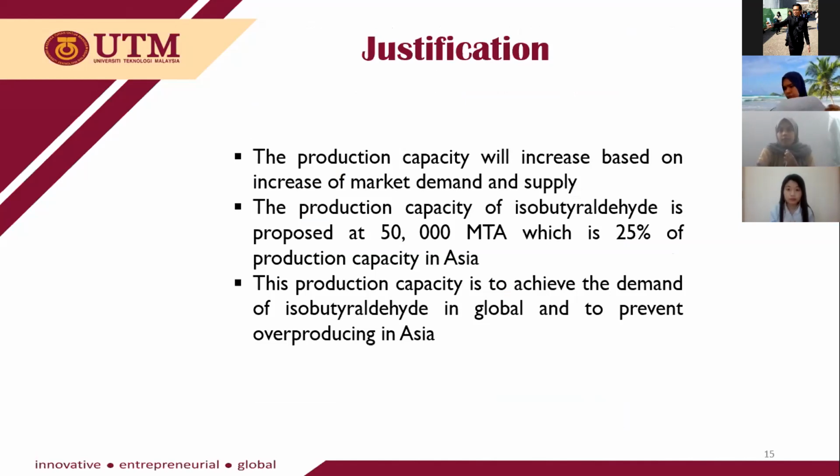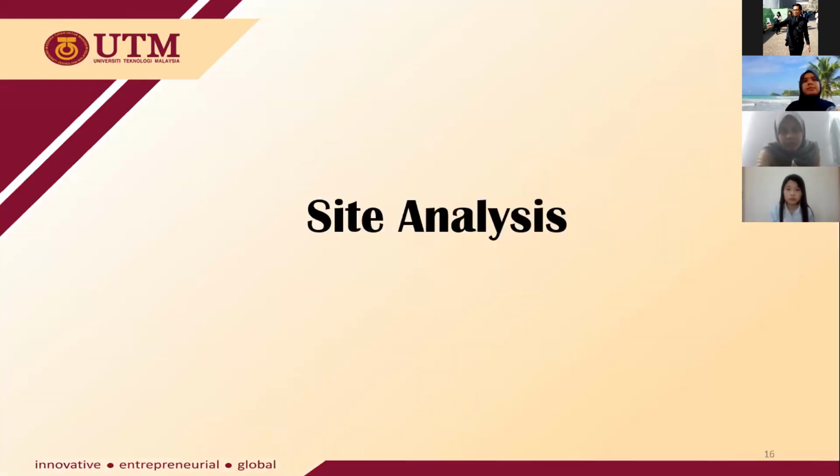Our production capacity for isobutadiene is proposed at 50,000 MTA. That can cover 25% of production capacity in Asia. The production capacity is to achieve the demand of isobutadiene globally and prevent overproducing in Asia.